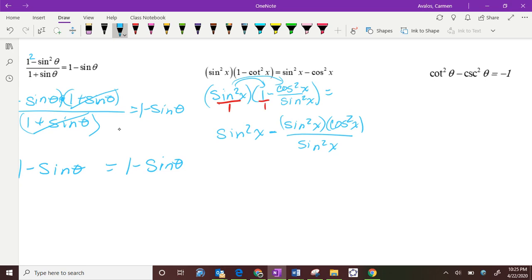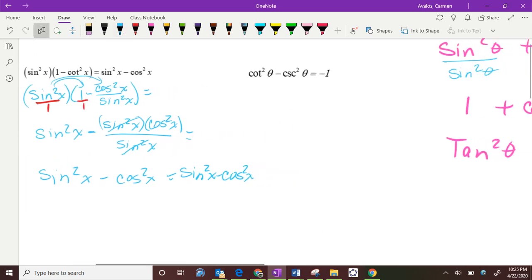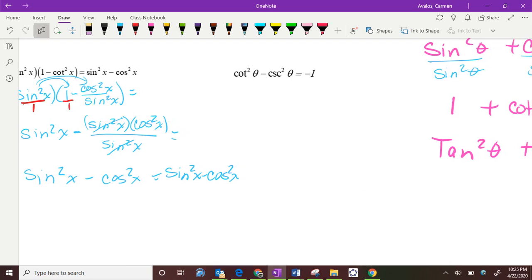So now notice how this sine and this sine, they could actually cancel out. And so I am left with the sine squared of x minus the cosine squared of x. And if you notice, that is equivalent to the right side. And so I know that I am done there.